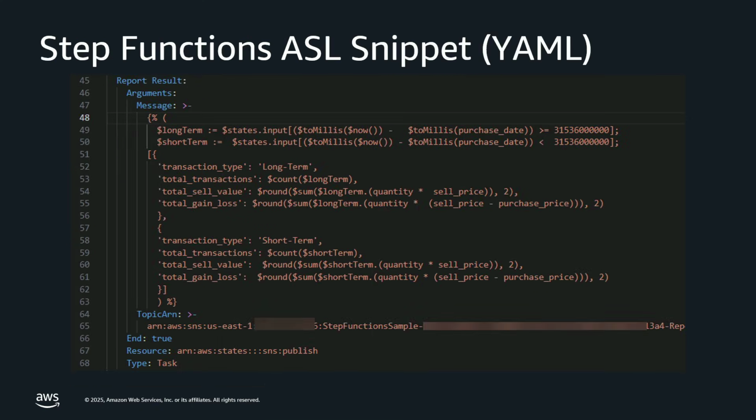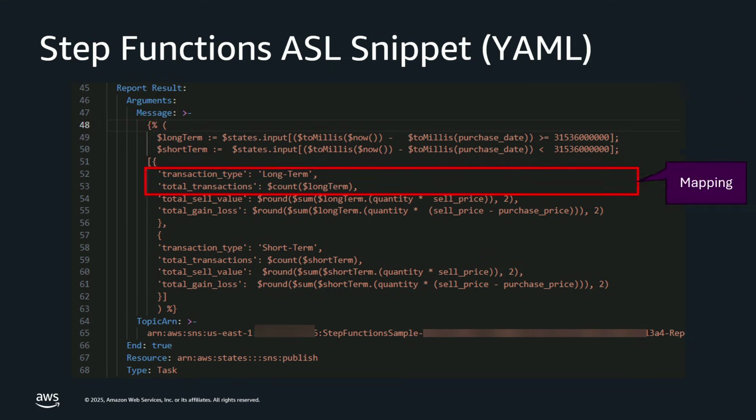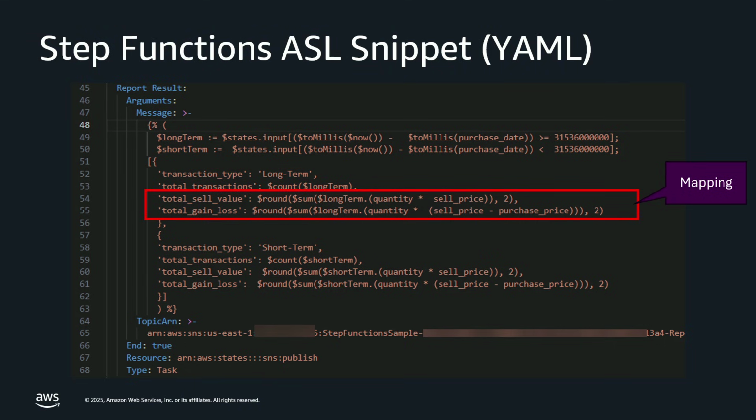So let's look at the Step Functions ASL snippet that we have. This is in YAML so that we can read it a little more easily. What we are doing here is using JSONata. We are defining these variables for long-term and short-term, where we are filtering the input depending on when the purchase was made. So we are doing that filtration at the top, defining these variables, and then mapping these into long-term and short-term. We are counting the transactions, how many long-term, how many short-term, and then calculating the sell value or the gain or loss associated with it.